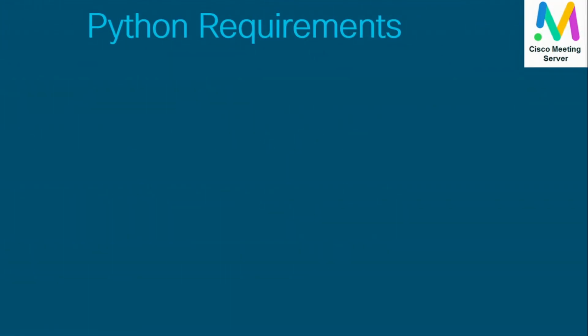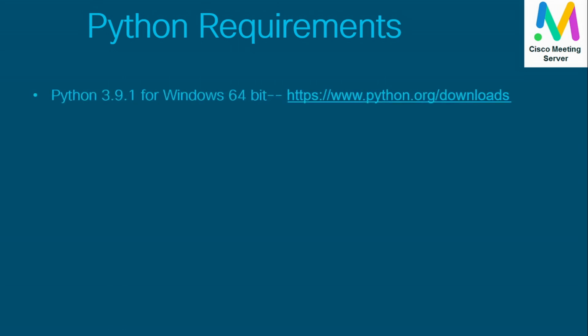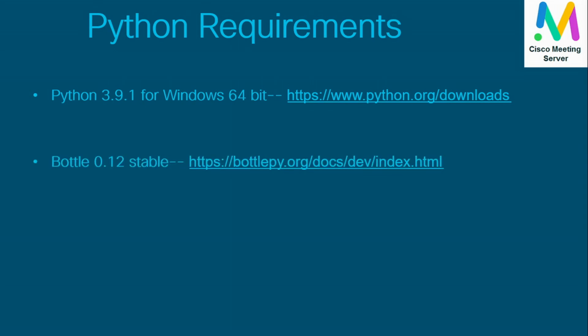Now for our Python requirements. We will first need Python 3.9.1 for Windows 64-bit. There's a link for that. We will need the Bottle 0.12 stable version. Here's the link for that version. And thirdly, we're going to need Paste Server 3.5.0 stable version. I will add these links to the YouTube channel for this video.